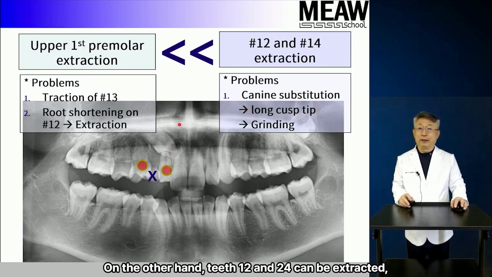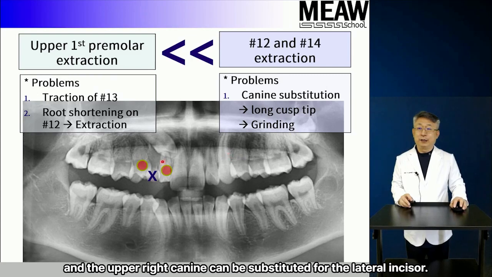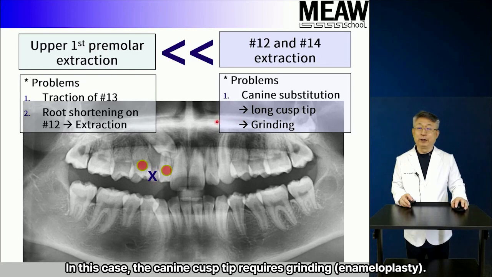On the other hand, teeth 12 and 24 can be extracted, and the upper right canine can be substituted for the lateral incisor. In this case, the canine cusp tip requires grinding enameloplasty.